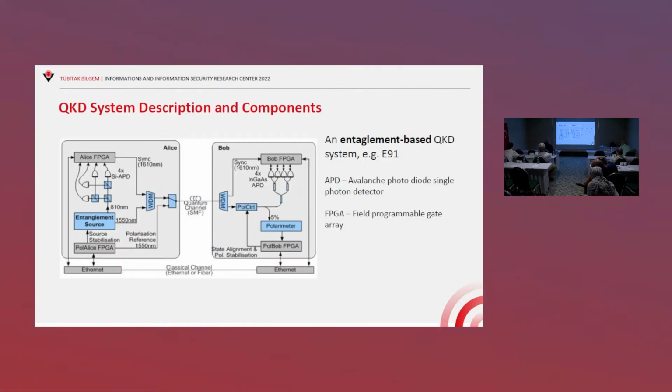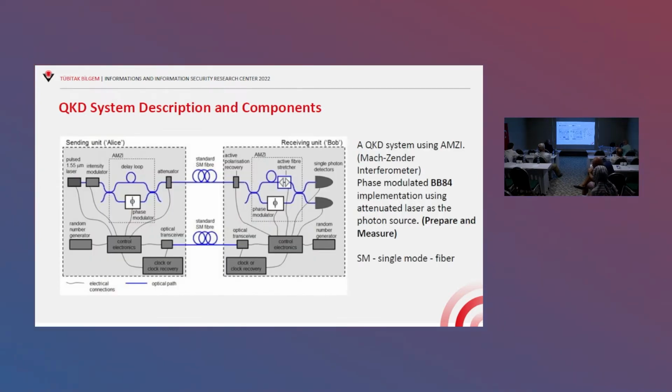This is another example of a QKD system and its components. Now the previous one was based on the prepare and measure technique, where we prepare the state of a particular photon. In this case, the state encoded being the phase of the photon.